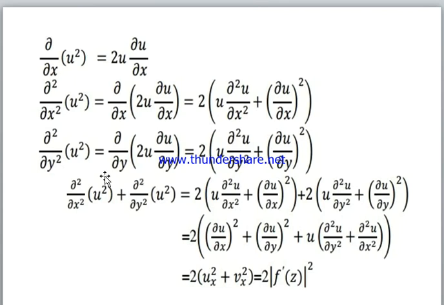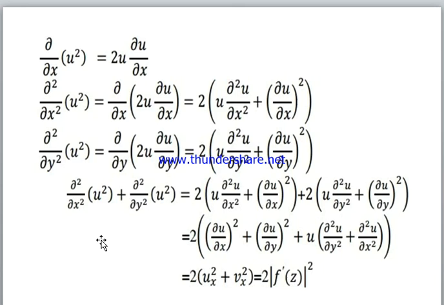Next, going to dou square by dou y square of u square. We can write dou by dou y of 2u dou u by dou y, that is equal to 2 into, again applying the uv dash formula, u into dou square u by dou y square plus dou u by dou y into the derivative of u, which is dou u by dou y. So that's why dou u by dou y whole square.